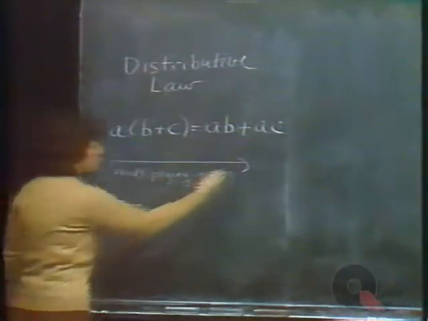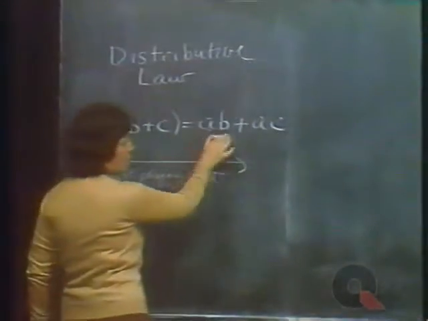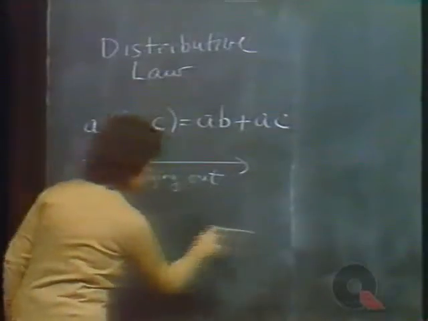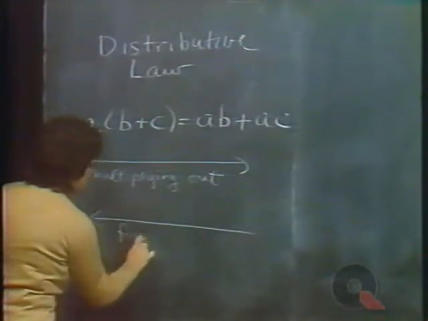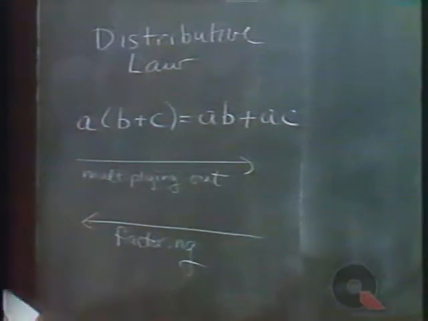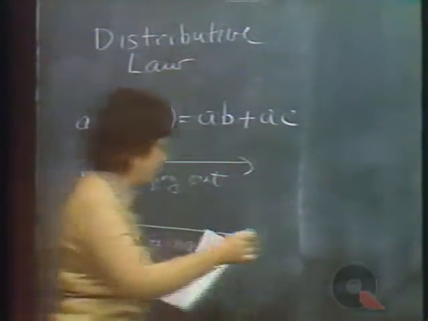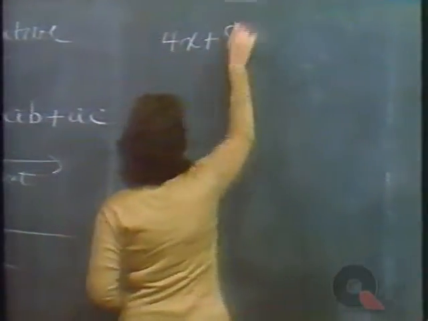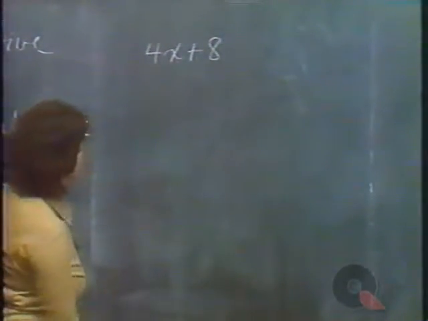Used in the reverse direction, that is, starting with AB plus AC and putting it into this form, A times (B plus C), this is known as factoring. And that is the topic of today's videotape. Let's start with a very simple example: 4x plus 8. We would like to factor.